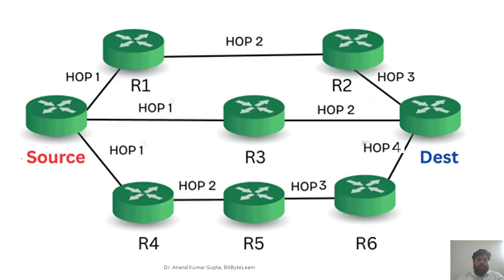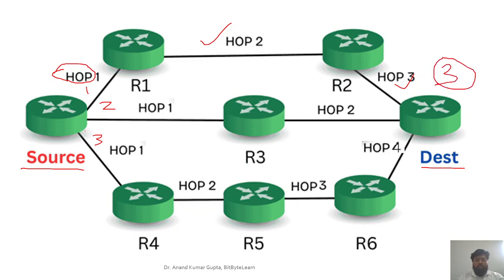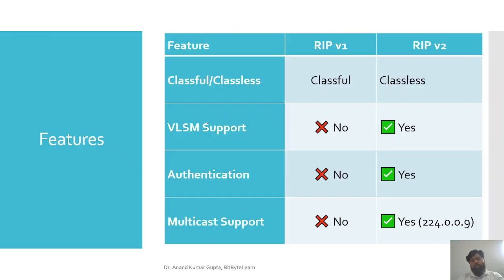Like in this example, if I consider this could be our source and this could be our destination, I can see there are three different paths available to the destination network. In path 1, you can see there is hop 1, hop 2, and hop 3, so the hop count is 3 for path 1. For path 2, the hop count is just 2. For path 3, the hop count reaches 4. In that case, the best path would be considered as route 2, or path 2.